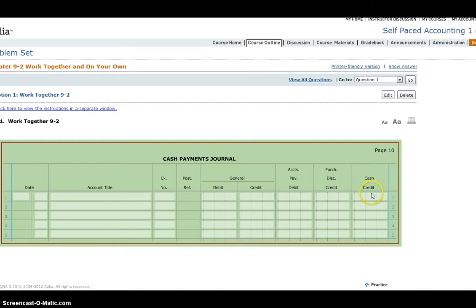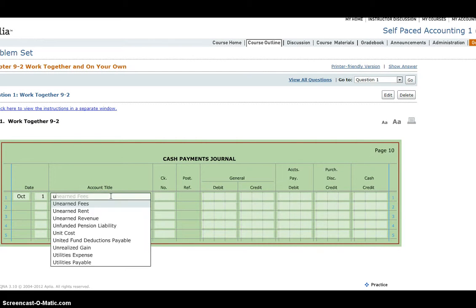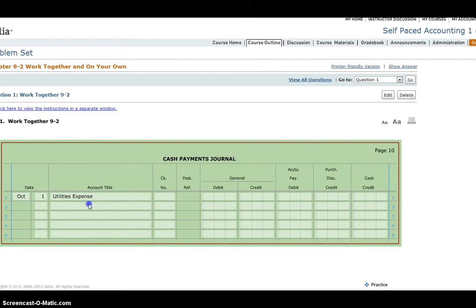When we credit cash, that means it decreases in value. It means that we've made a payment. So let's go ahead and put our first transaction here. On October 1st, that's when we paid cash for the telephone bill. And we know that the telephone bill is a utilities expense. It's an expense for our business. And we have to put down check number 321. Now notice I don't put a C down, I just put 321.